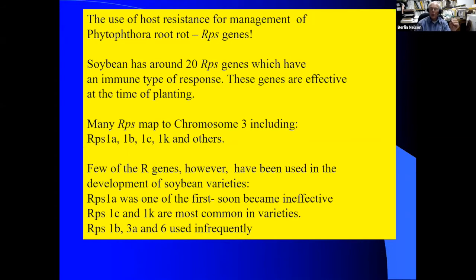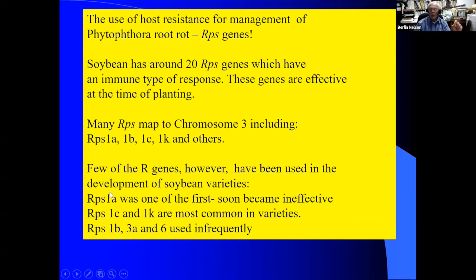However, few of these R genes have been used in the development of commercial soybean varieties that you find from state to state. Really, there's very few. The two most common are 1C and 1K. There are some others, and there has been some stacking of genes, but if you look at all the varieties around the central portion of the United States in the soybean production area, you'll find 1C and 1K are extremely common, even under conditions where there are plenty of isolates out there that will attack those two.